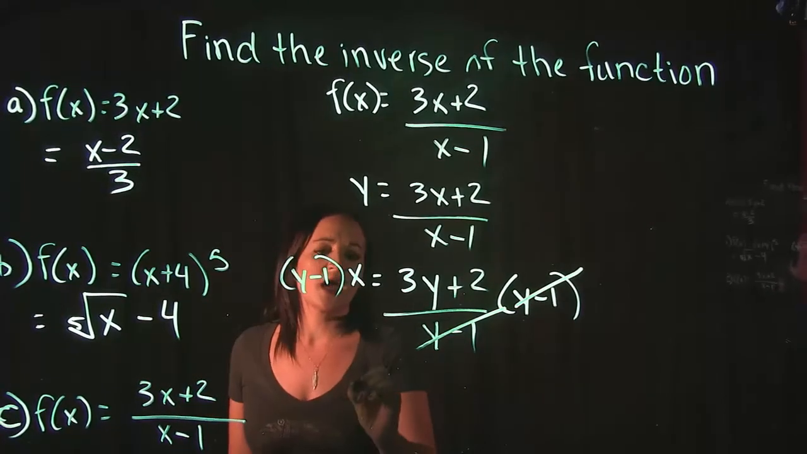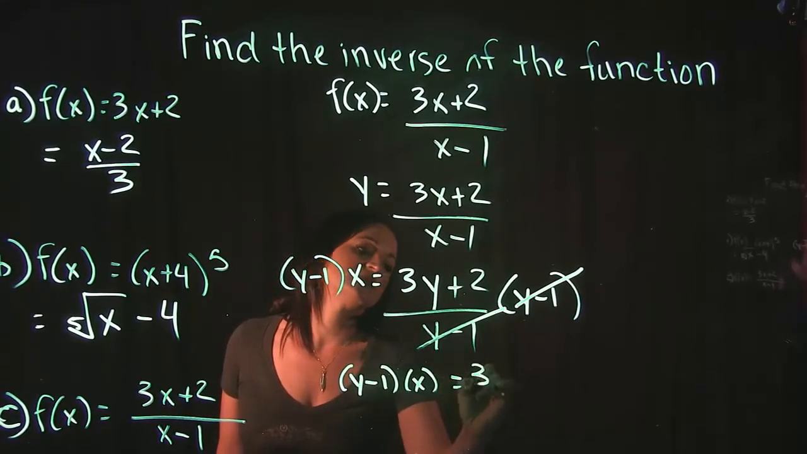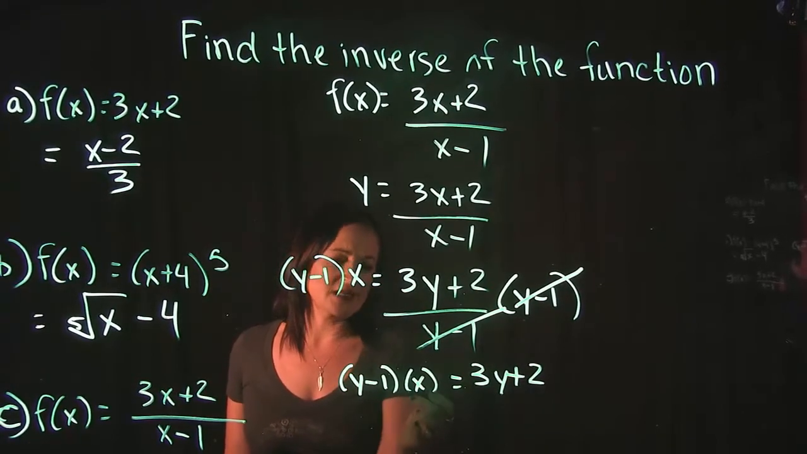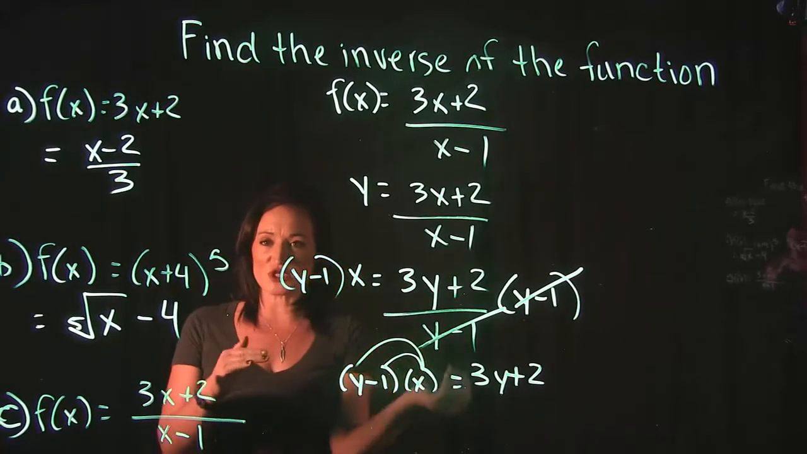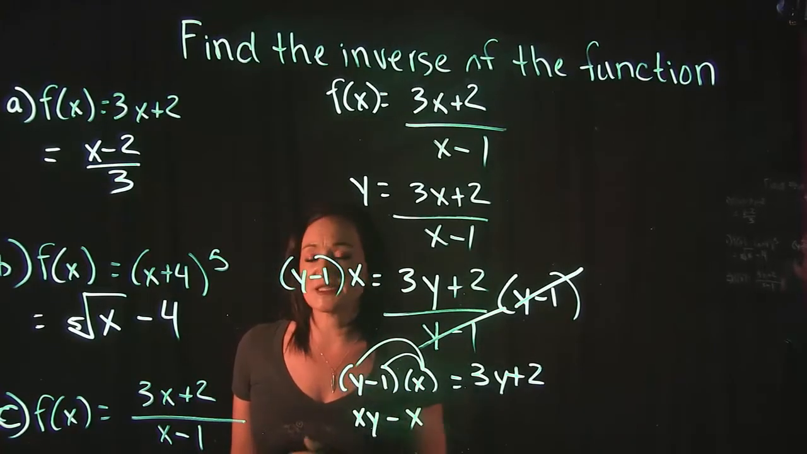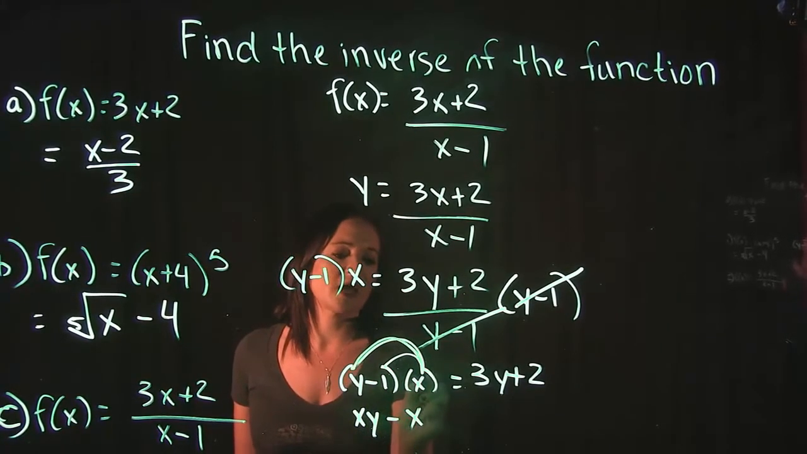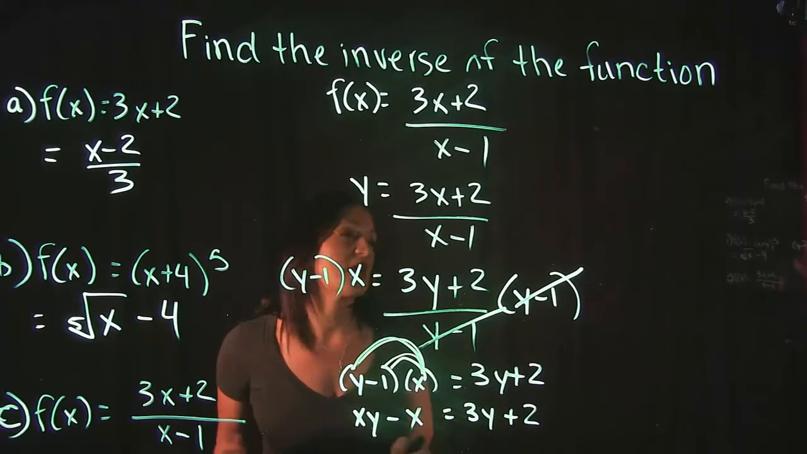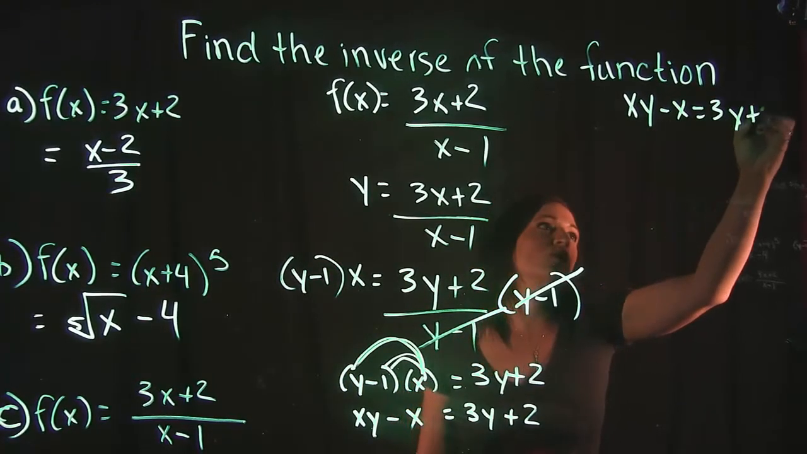On the left-hand side, let's just drop all this down. We have y minus 1 times x is equal to 3y plus 2. Let's go ahead and multiply out the left-hand side. Just use the distributive property: x times y is xy, drop down your minus sign, x times 1 is x. That gives you xy minus x. And just go ahead and drop down the right-hand side. Let me rewrite this up here just so we have room to work with.